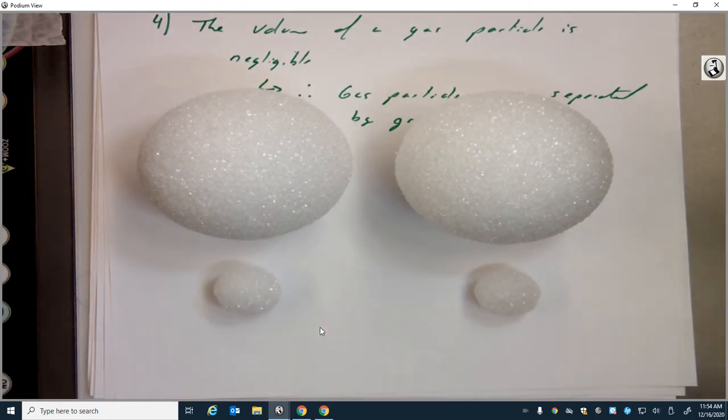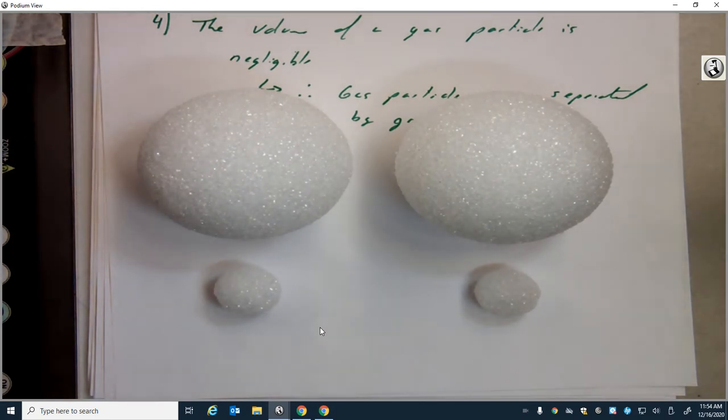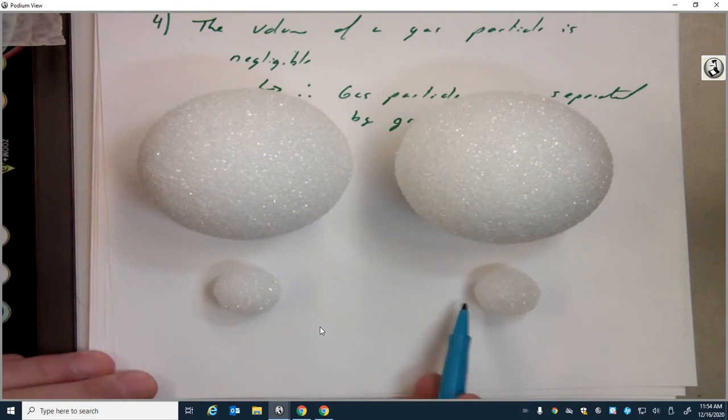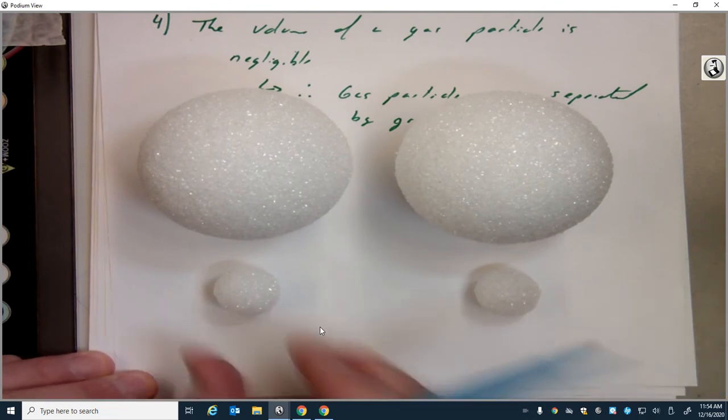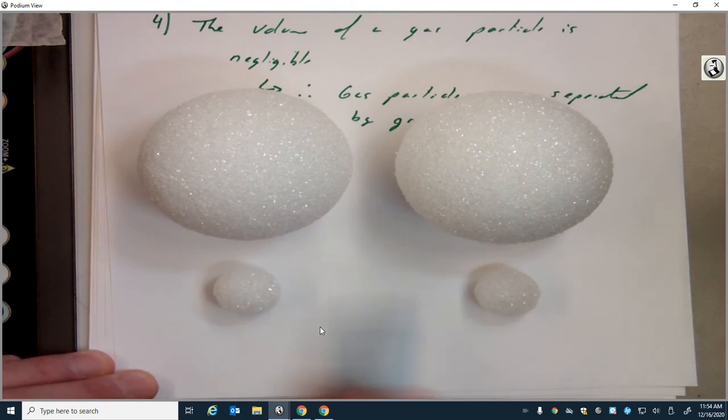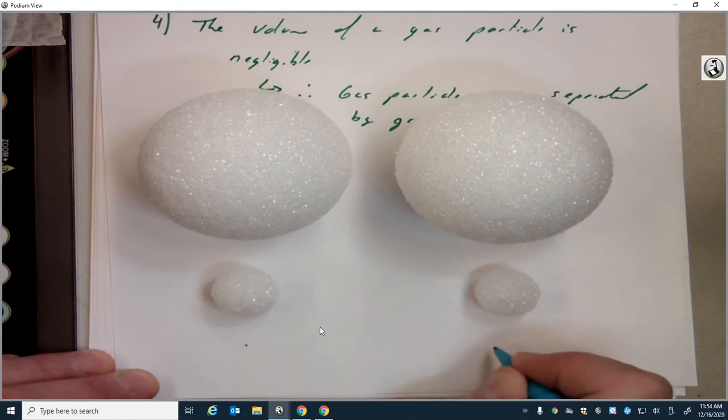I still only have two gas particles, right? I just have two smaller gas particles. Okay, what happens to the distance between those gas particles? By just making these gas particles smaller, the distance between them gets bigger. Well, what if I reduce it even more? Okay, my distance even gets bigger.